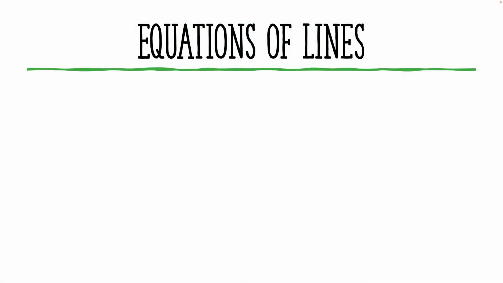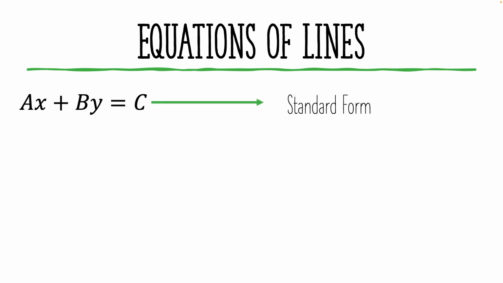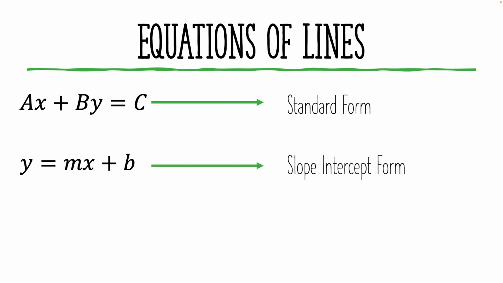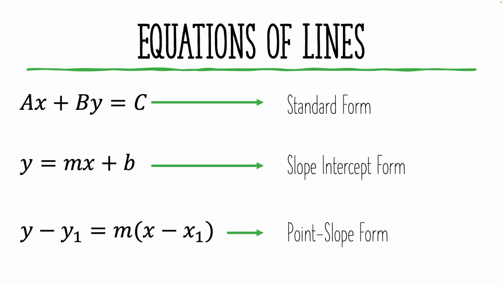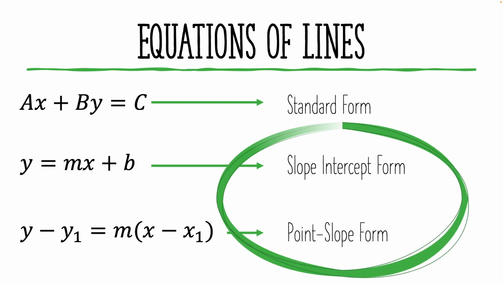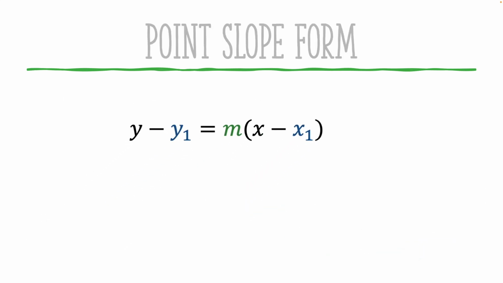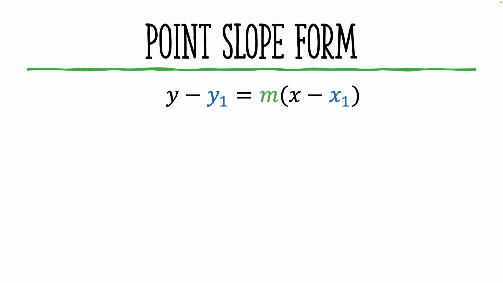So in general, there's three main forms for an equation of a line. Ax plus By equals C, that's standard form. y equals mx plus b is slope-intercept form. And this last crazy looking one is called point slope form. We're just going to focus on these bottom two today. So let's start with point slope form.